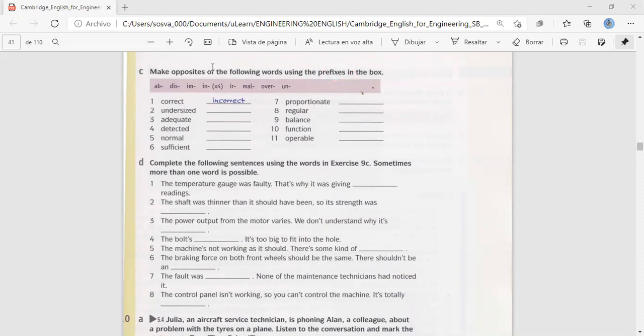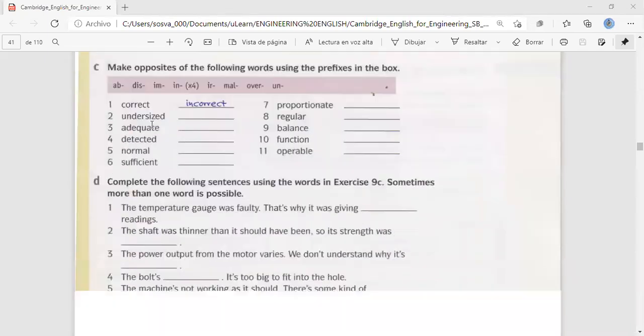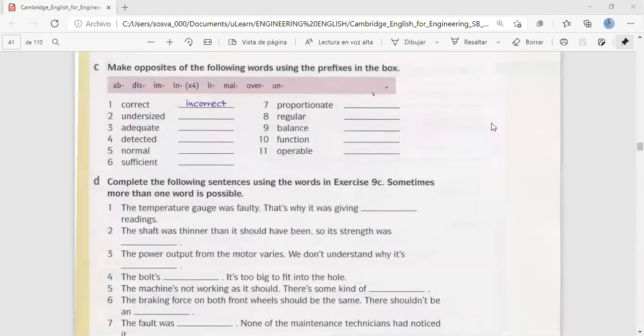Let me make a small zoom. There it is. It says: dis, un, in, mal, over, ab, and so on. All these prefixes are used to make negative statements. So, for example, correct, incorrect. It's the opposite. So we have to get the opposite of the next 10 words: undersized, adequate, detected, normal, sufficient, proportionate, regular, balanced, function, and operable.